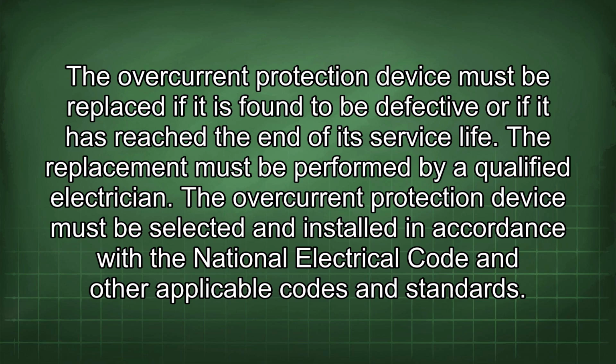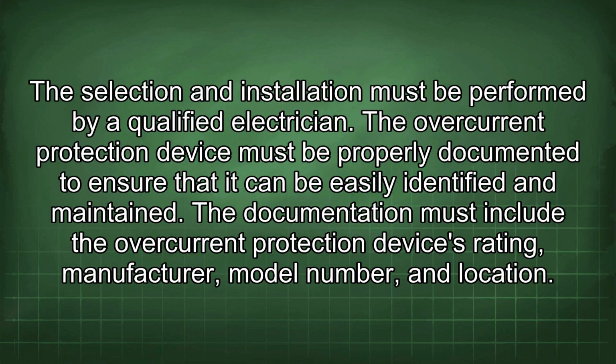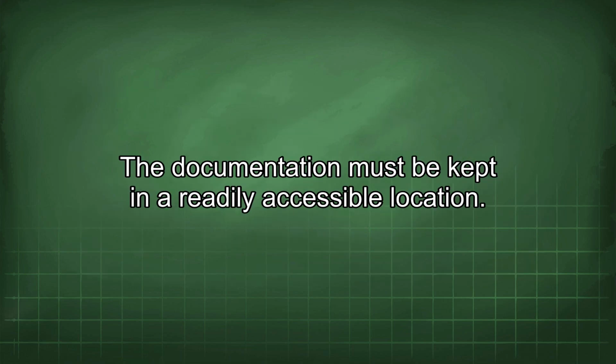The overcurrent protection device must be selected and installed in accordance with the National Electrical Code and other applicable codes and standards. The selection and installation must be performed by a qualified electrician. The overcurrent protection device must be properly documented to ensure that it can be easily identified and maintained. The documentation must include the overcurrent protection device's rating, manufacturer, model number, and location. The documentation must be kept in a readily accessible location.